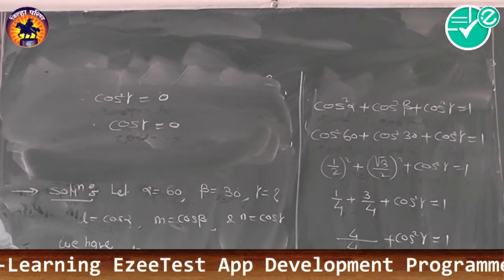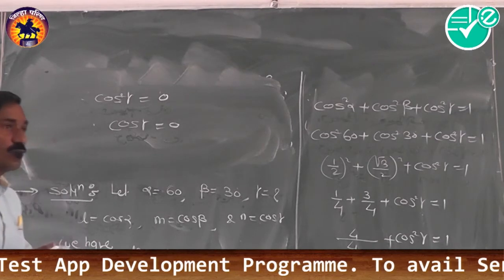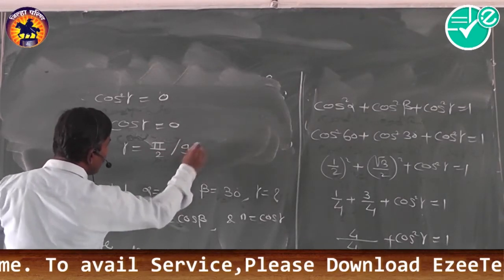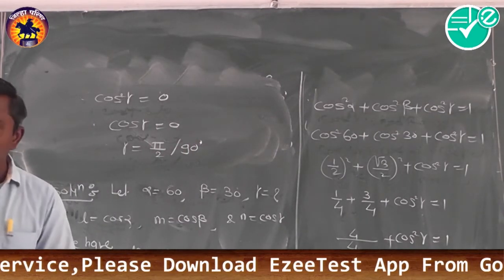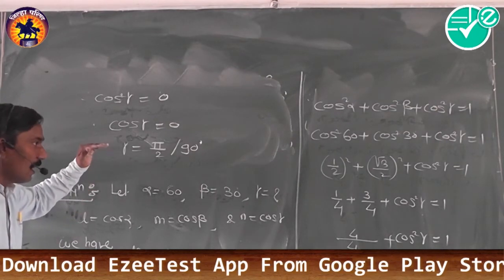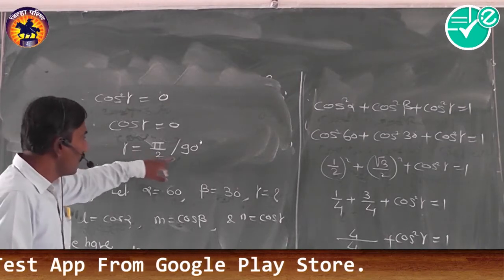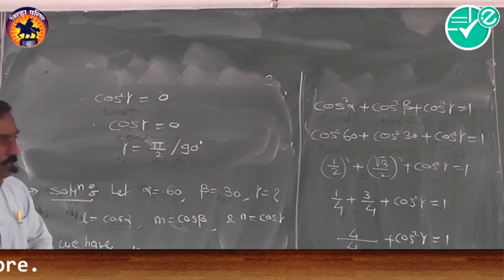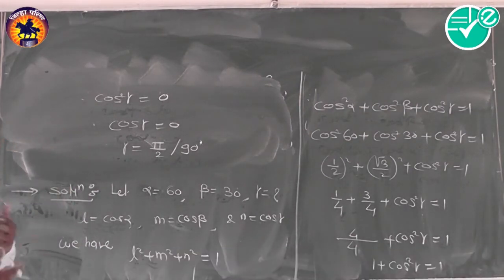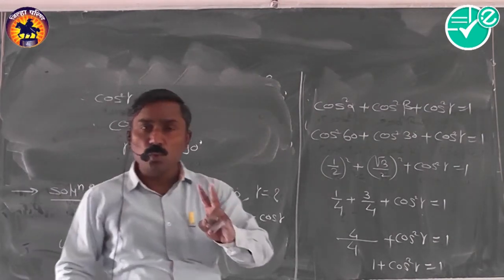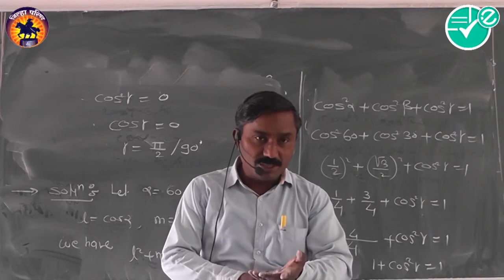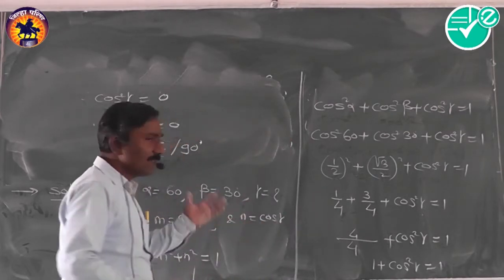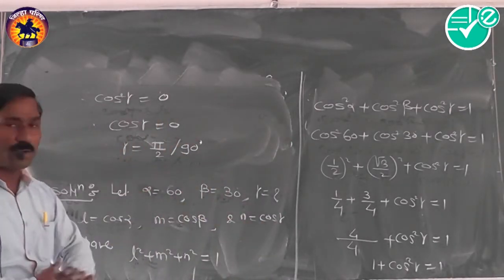So what is the value of gamma when cos gamma is 0? Gamma is equal to pi by 2, means 90 degree. Means the line makes an angle of 90 degree with the z-axis. That is, we have to find here gamma. So all these types of examples we can solve if two angles are given, using that theorem, L square plus M square plus N square is equal to 1. Many types of examples we can solve for that.